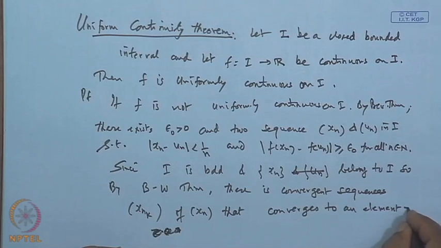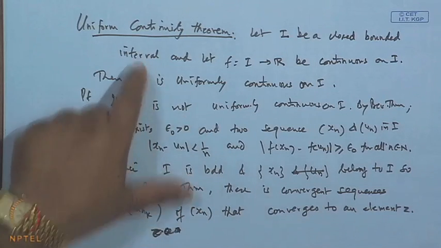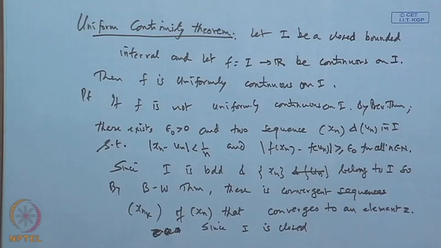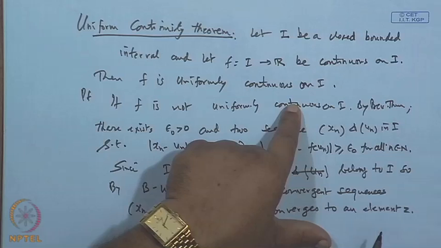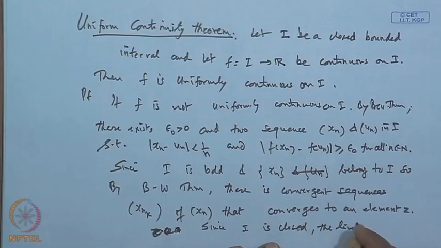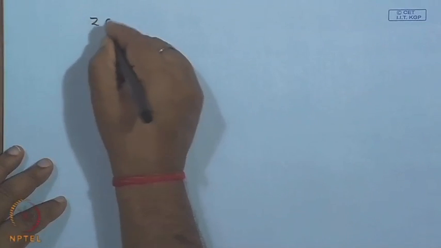Now we wanted to show z is a point in I, which follows because I is closed. Since I is closed, all the limit points of a sequence in I must be points in I. Also, all the terms x n k lie between the lower and the upper bound of this interval, so by the Sandwich theorem, the limit of this sequence x n k must be a point in I. So since I is closed, the limit point z belongs to I.